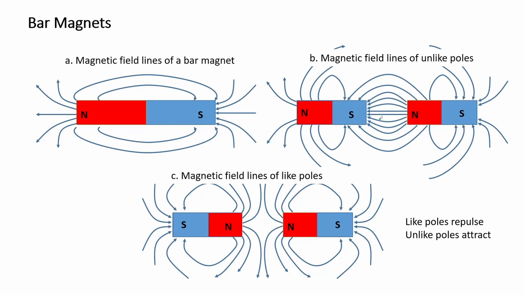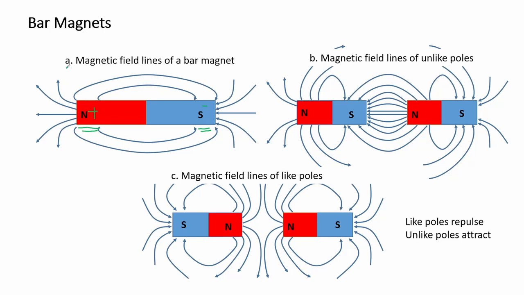Bar magnets, or magnets in general, have two poles all the time: the North and South Pole. The North Pole is usually referred to as the positive pole and the South Pole is the negative pole. Bar magnets are permanent magnets that continuously exhibit a magnetic force.